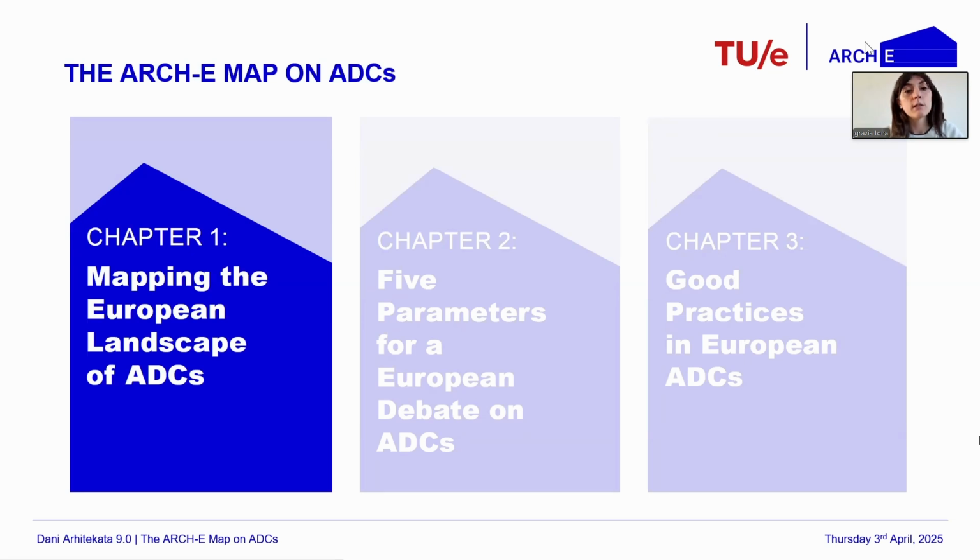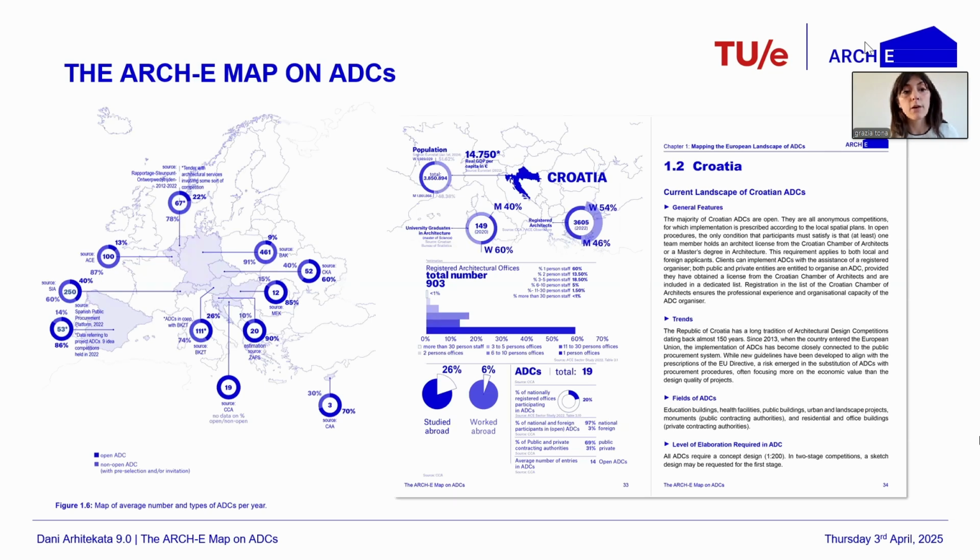The ARHI map on ADC is structured around 3 main chapters that also correspond to the objectives of the study that I mentioned earlier. The first chapter is that which maps the national context of each country that participated in the project. In this first chapter, we have produced several maps, not to compare, actually, but to have a comprehensive overview of what is happening in the different countries that took part in our project.